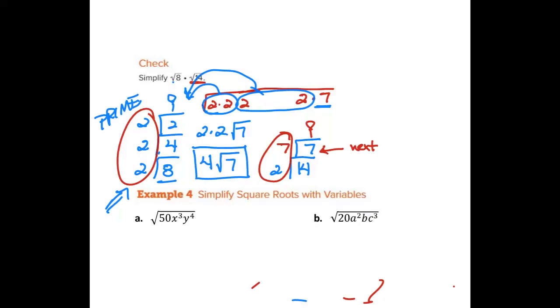Rewrite these numbers, and then you're trying to look for pairs. You circle the pairs. Okay? That was just for 8. Then we did the same thing for 14. All right? Does that help a little? Not at all? All right.